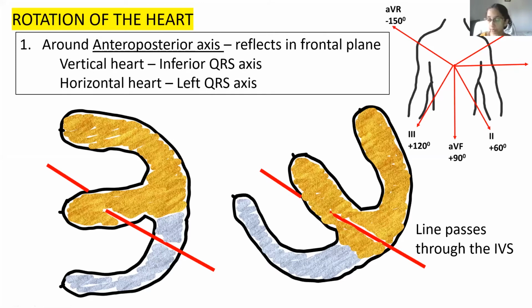So all of you know that this needs to be seen in leads 1, 2, 3, AVR, AVL, AVF. And if I have a heart which is horizontal, then I'm going to have a QRS axis which is inferior, directed towards the umbilicus. This rotation is not very difficult to understand. So the frontal plane rotation across the anteroposterior axis is easy to understand. You have a leftward QRS axis or an inferior QRS axis.